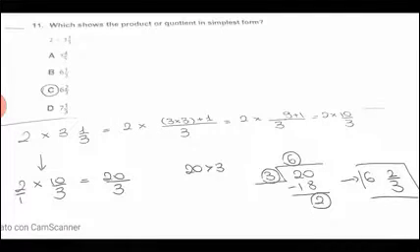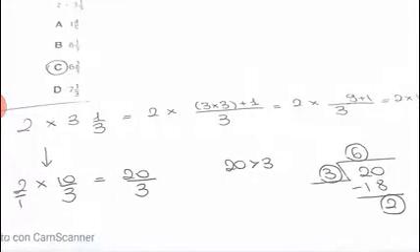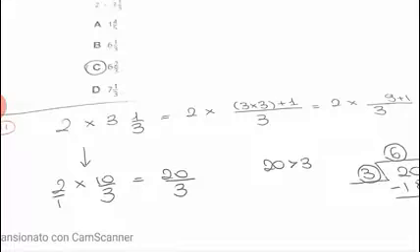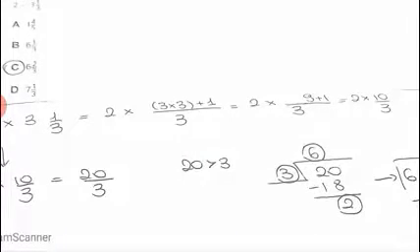Then we transform the 2 in a fraction. So we have 2 over 1 times 10 over 3. And then we make the multiplication. 2 times 10 is equal 20. 1 times 3 is equal 3. We don't want the numerator bigger than the denominator. So we make the division. We make 20 divided by 3 equal 6. 3 times 6 is equal 18. 20 minus 18 is equal 2.